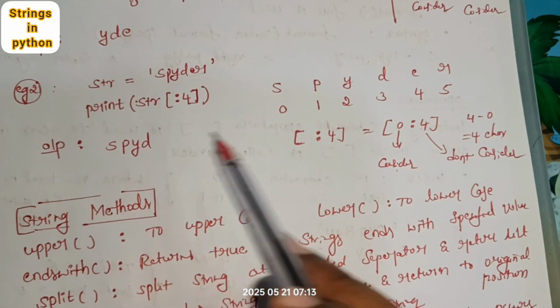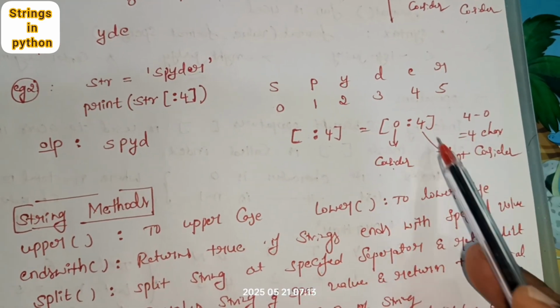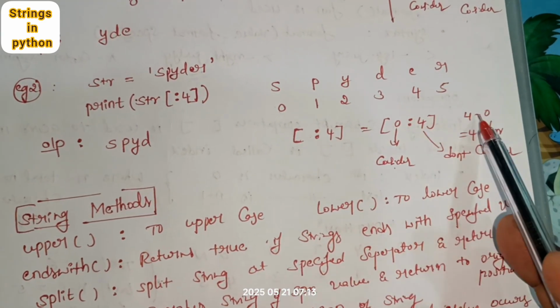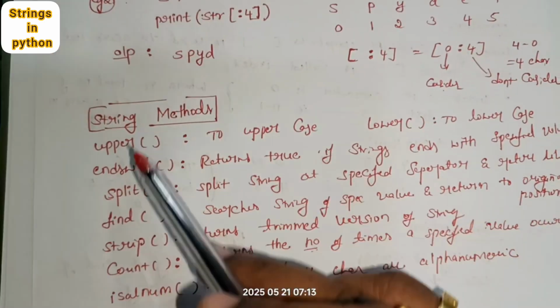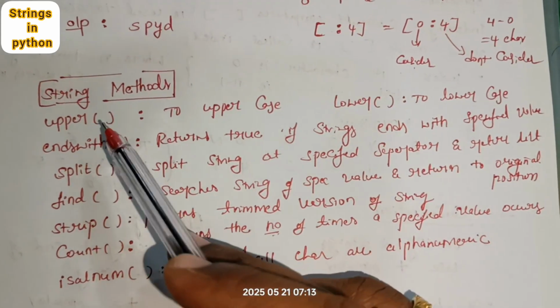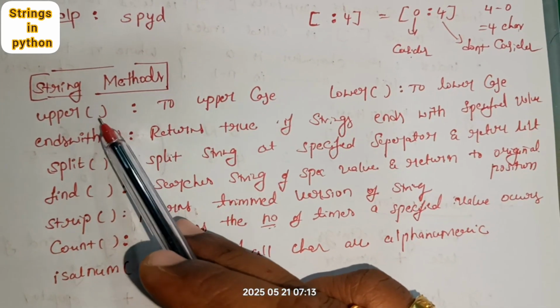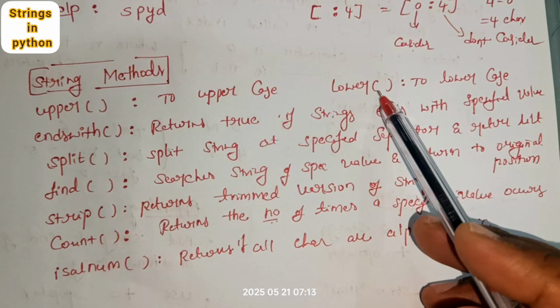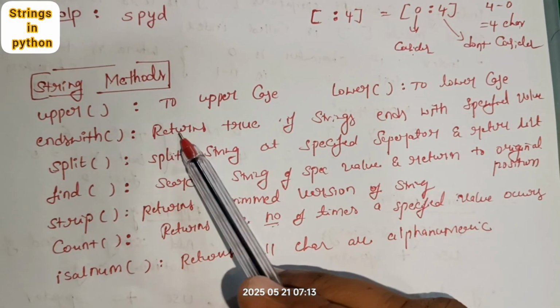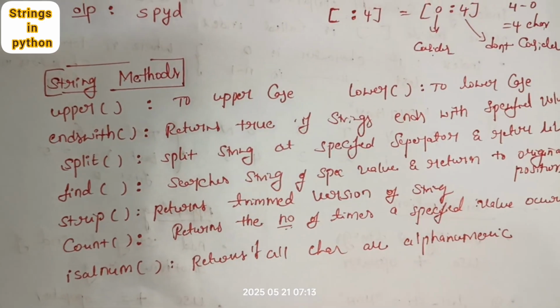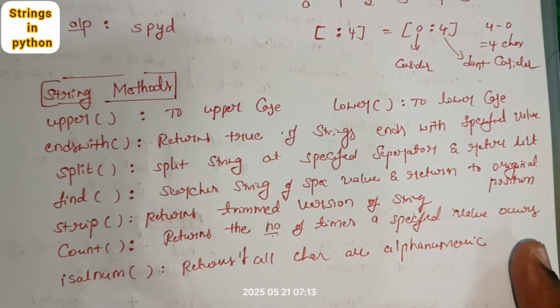Stop at D, because we don't consider the 4th index, so you will have a total of 4 characters: S, P, Y, D. Okay, then string methods. We will have many methods here. Upper means to convert the string to uppercase, and lower means the string can be converted into lowercase. Endswith means return true if the string ends with a specific value.